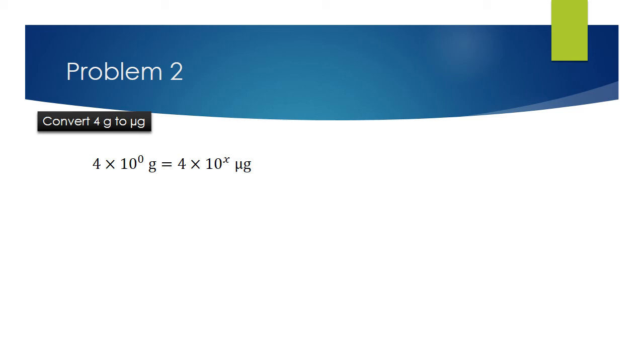That equals 4 times 10 to the something micrograms. That something is x, which we solve for. On the left side, there's no prefix, so we leave that alone. On the right side, replace the micro with what it means, 10 to the minus 6, and put that times sign in front.